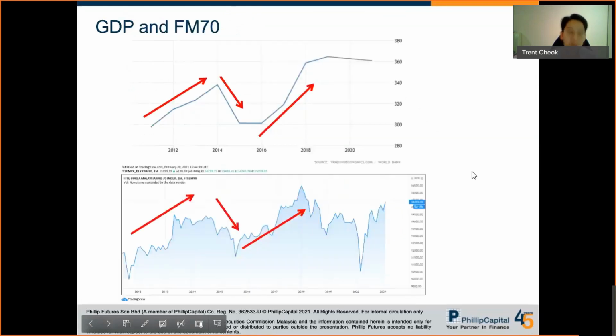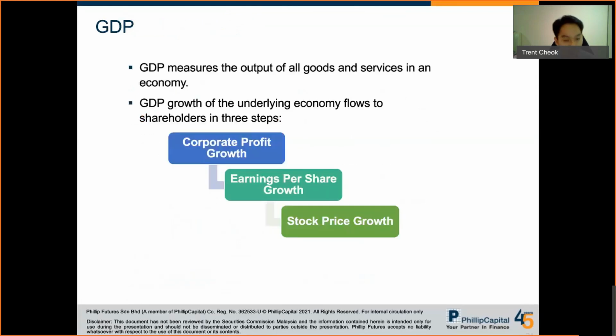Let me give you a bit of explanation of what GDP is. GDP stands for Gross Domestic Product. It measures the output of all goods and services in the economy. So it's basically how much the companies are producing, and also the services offered to the economy. So it's basically the overall income of the economy. Because the output would be in dollars and cents, it measures the overall income of the economy. So when there's GDP growth, it means that the income of the economy is increasing.